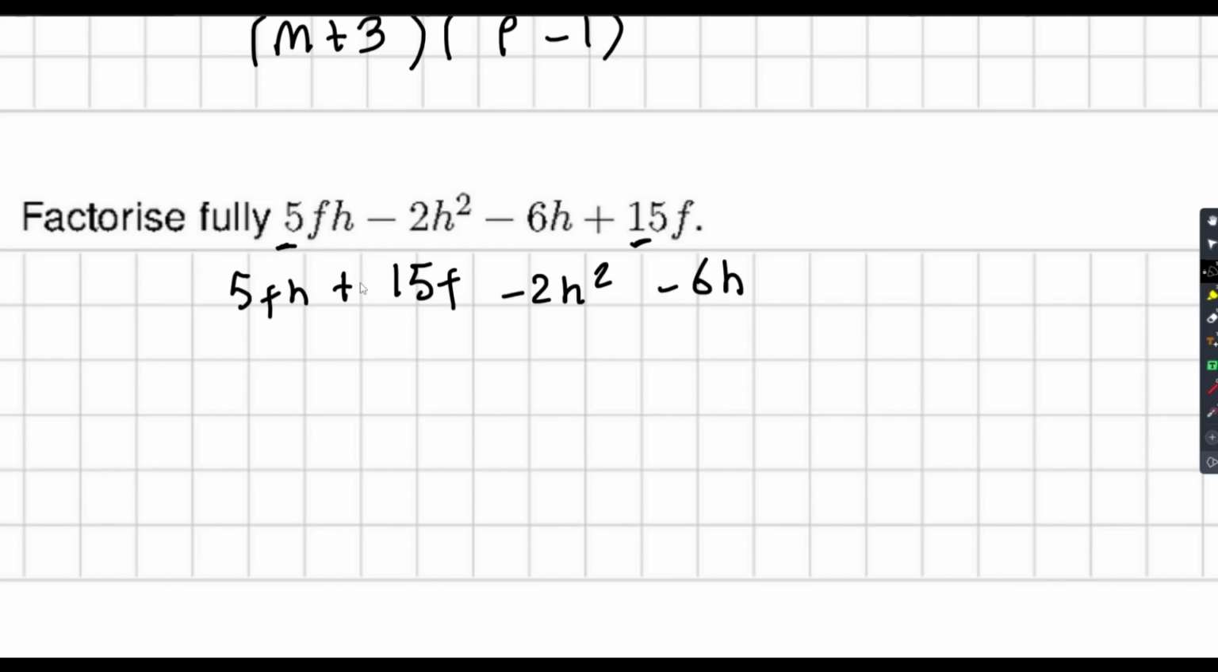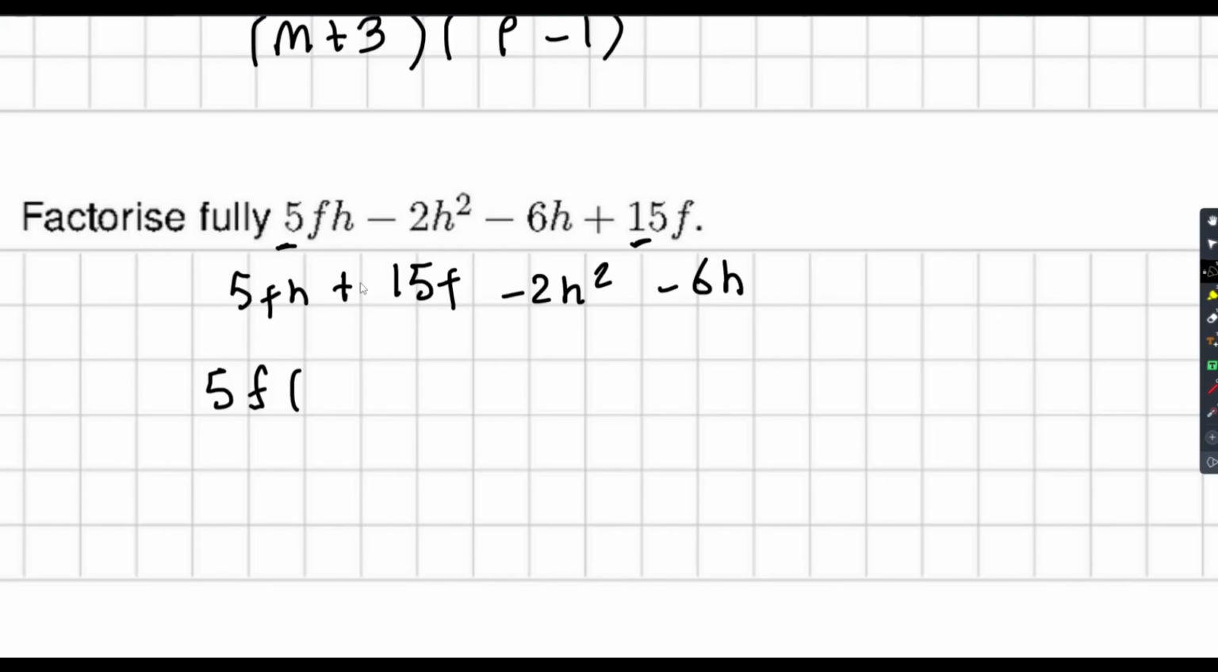Pair the numbers. So we look at the numbers, 5 and 15, they're good together. 2 and 6, they're also good together. So we look at the ones on the left. What is the number that we can take out of both of them? The highest number there is going to be 5. Then we look at the letters. They both share an f, so we can take that out. This one has an h, this one doesn't, so we can't take out the h. 5f is therefore our highest common factor.